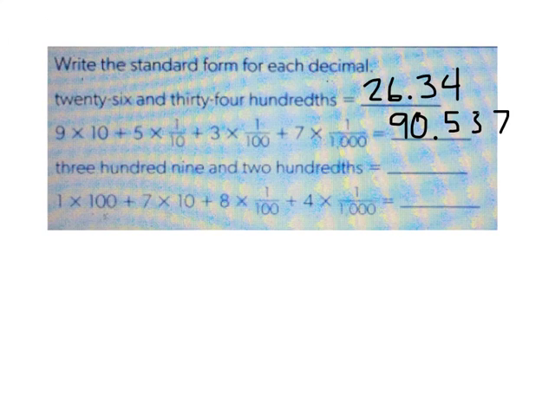What's 309 and 2 hundredths? Well, 309 before the decimal and 2 hundredths after. And finally, what's 1 times 100 plus 7 times 10 plus 8 times 1 over 100 plus 4 times 1 over 1,000? Well, 1 in the hundreds place, 7 in the tens place, nothing in the ones place, nothing in the tenths place, an 8 in the hundredths place, and a 4 in the thousandths place.